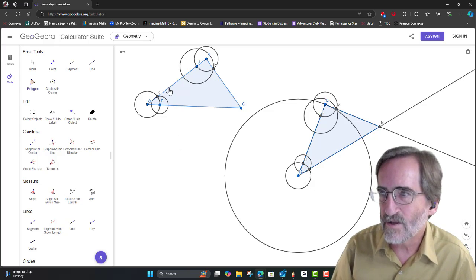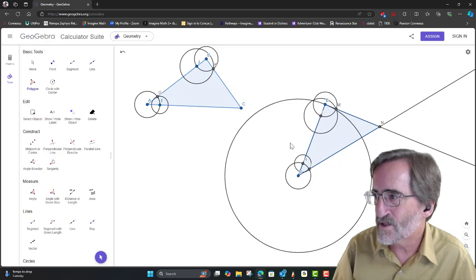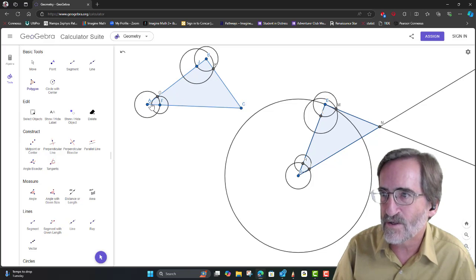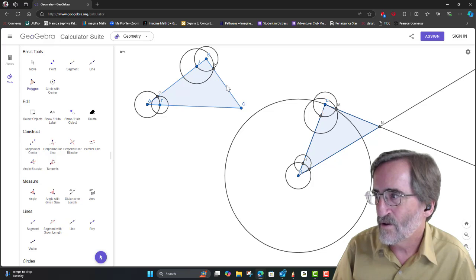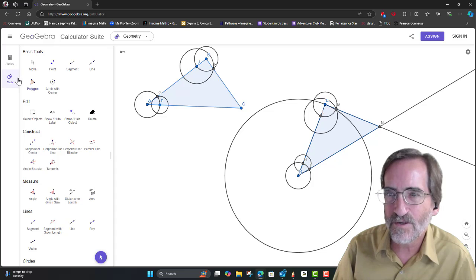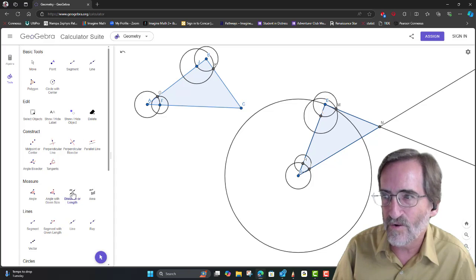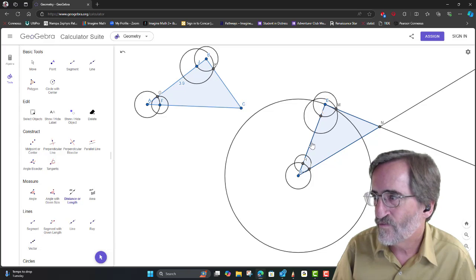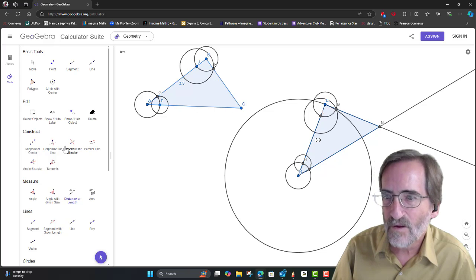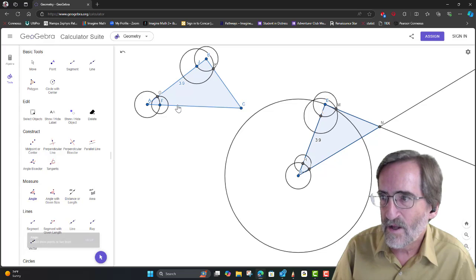Now I constructed this so that AB is the same as DE. And I've constructed this so angle A is the same as angle D. And I constructed this so angle B is the same as angle E. All right, so let's measure and see, verify that we got all those. AB is 3.9. DE is 3.9. Measure an angle. Angle A.